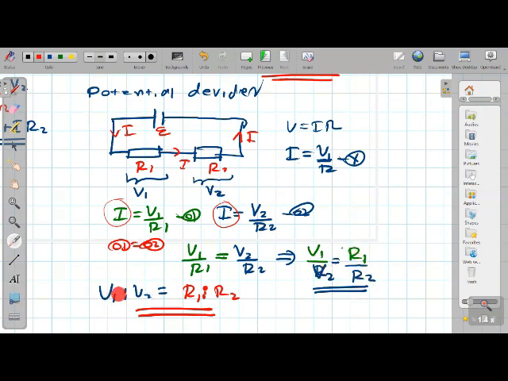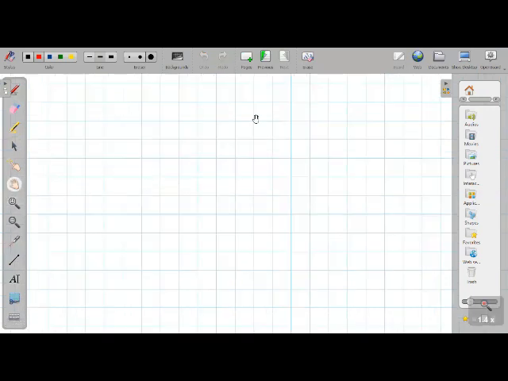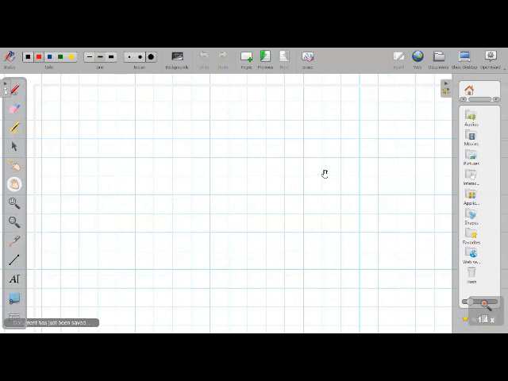So we can also write this in another way: V1 is to V2 equals R1 is to R2. Can you just understand that? Okay, good. But this is what most people find overwhelming. Actually, it's really easy.